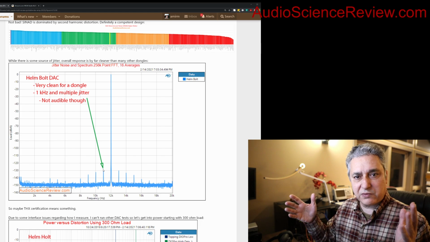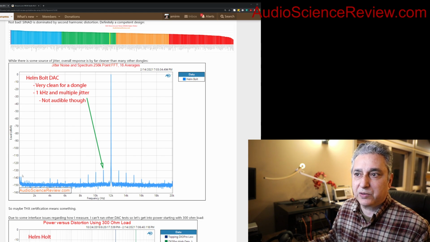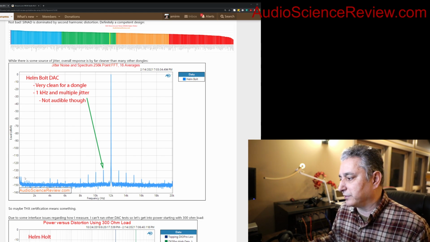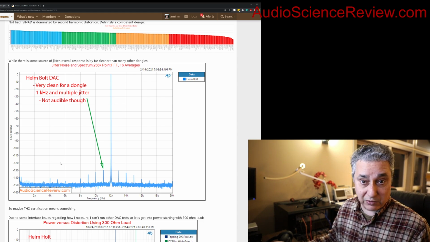That's the frame size of USB, so that may be what's causing it. But the nice thing is that the levels are at minus 130 dB, so definitely not audible and well below audibility. So it's nice for a dongle again for this class.